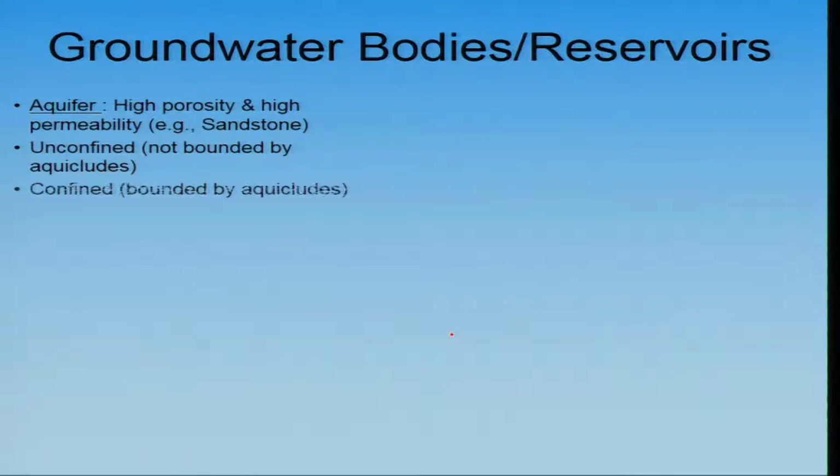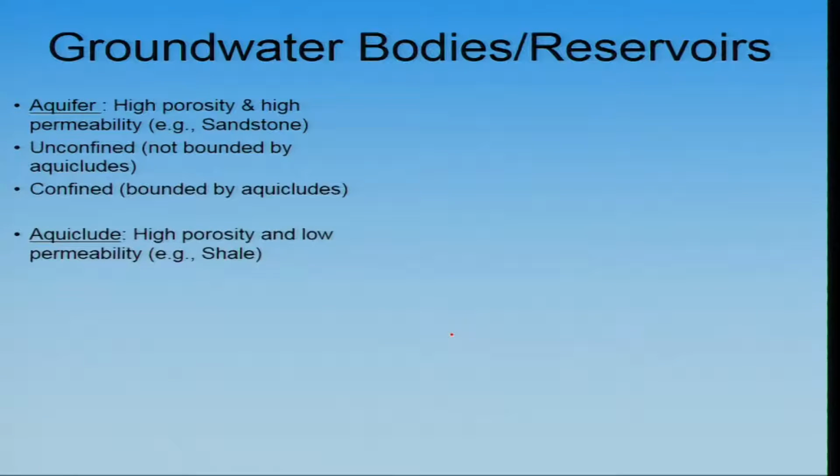What are aquicludes? We will talk very quickly. Confined aquifers are bounded by aquicludes. Aquicludes have high porosity and low permeability, for example shale or clay bed. Clay beds have high porosity and low permeability. Those layers or units are termed as aquicludes.